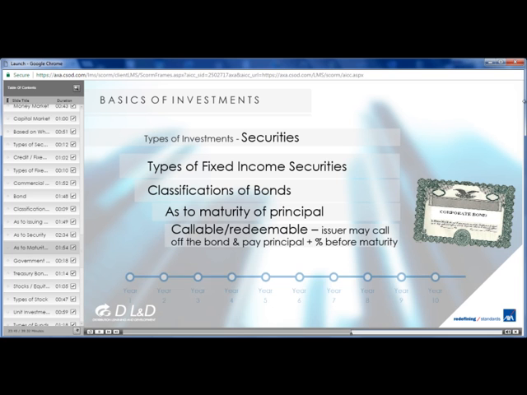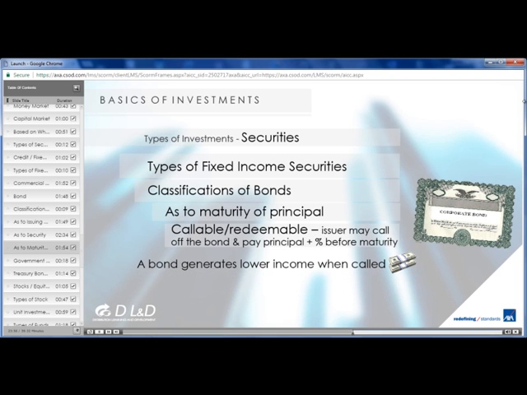Callable bond. Callable bonds are bonds that can be paid back by the issuer before its maturity date. These are bonds that can have the principal paid back early by the issuer. If a bond is called, it will naturally generate lower income from losing the interest that was supposed to be paid if it was allowed to mature.